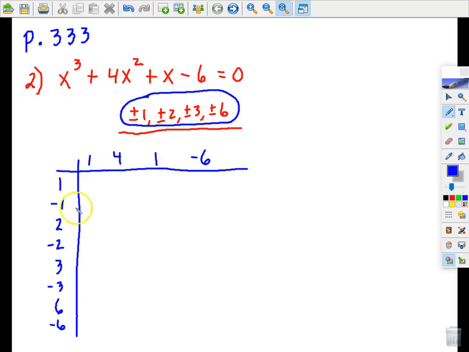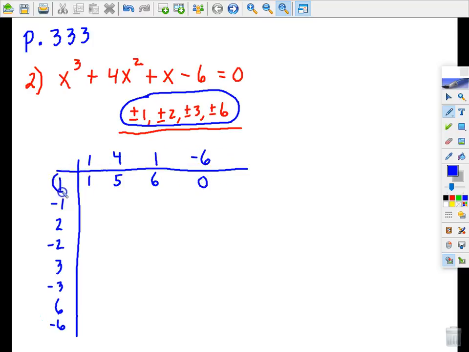And now we go through the synthetic division process. You bring down the 1, multiply to your left. 1 times 1 is 1, and then you add 1 plus 4 is 5. Multiply 5 times 1, that's 5. Add, that gives you 6. 6 times 1 is 6, plus -6 is 0.